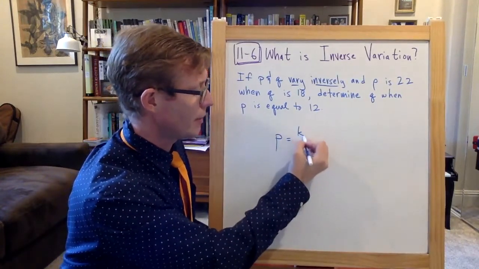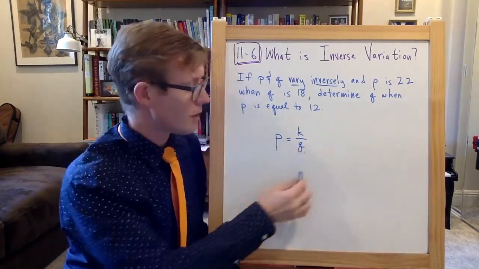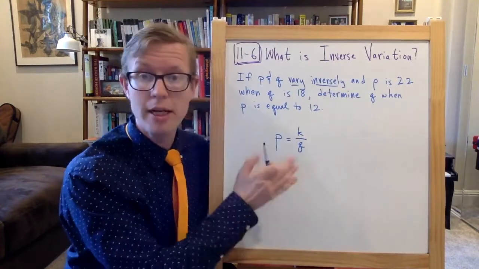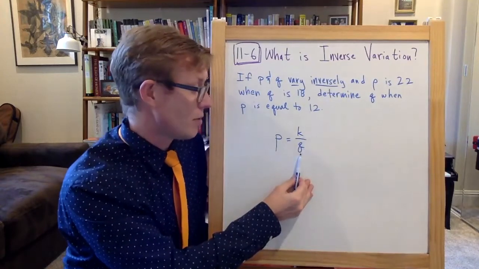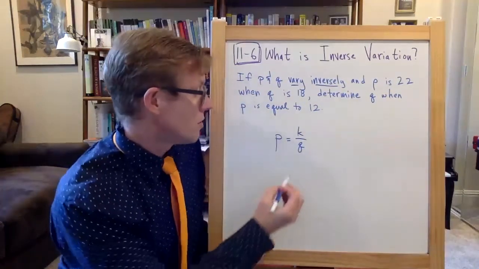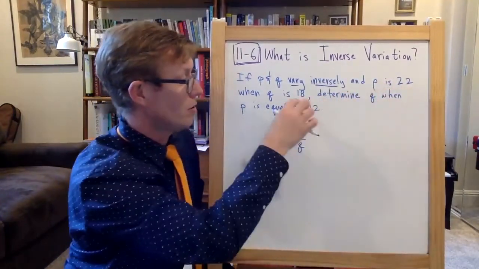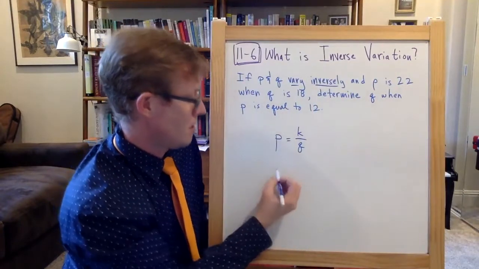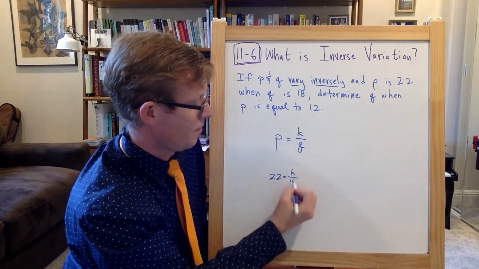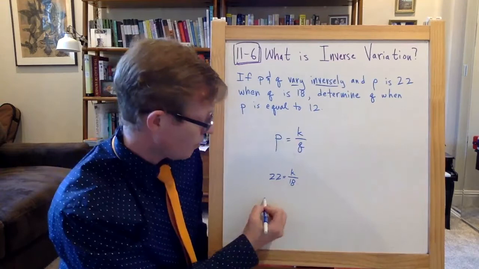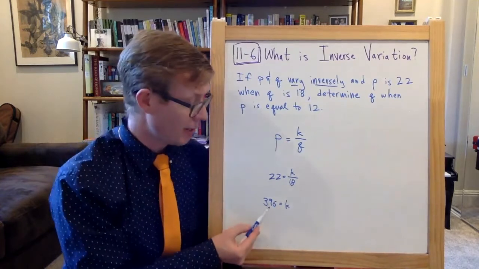So we have some constant here that we don't know, but we know that if we divide it by q, we're going to get p. There's no addition or subtraction signs for inverse variation. It's always this simple format. You're taking some number, dividing it by an input. In this case, we use q, and then we're going to get p. So let's find out what k is. We have one ordered pair here when p is 22 and q is 18. If we multiply both sides by 18, we'll get 396 equals k.